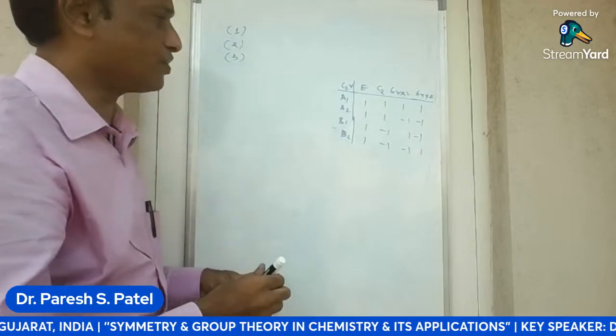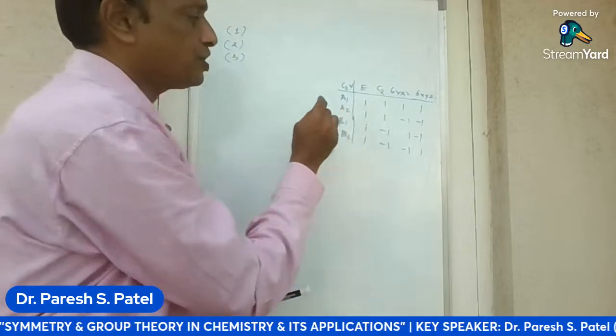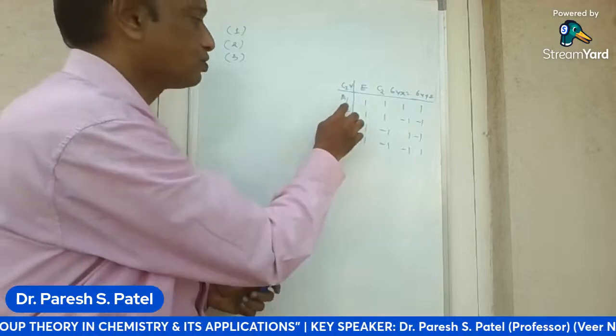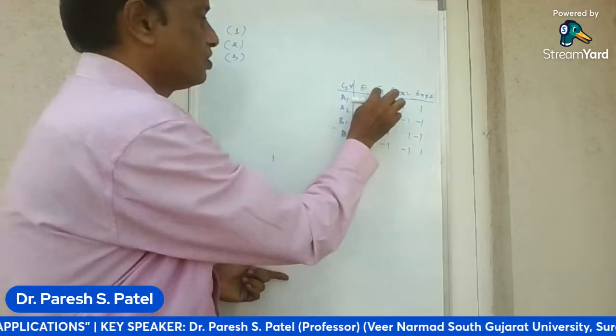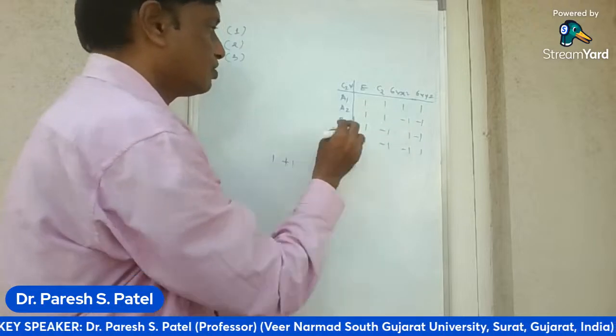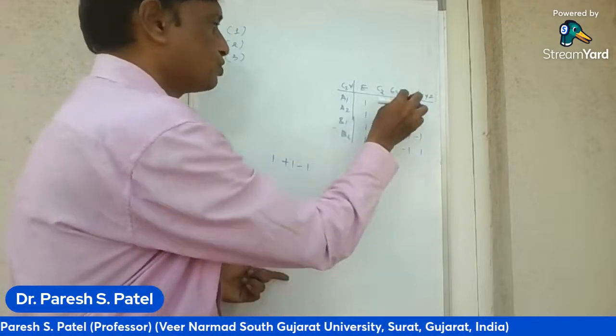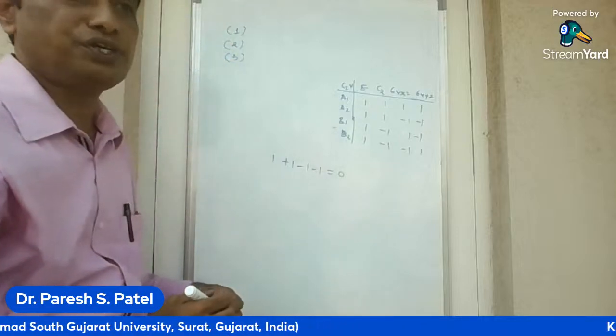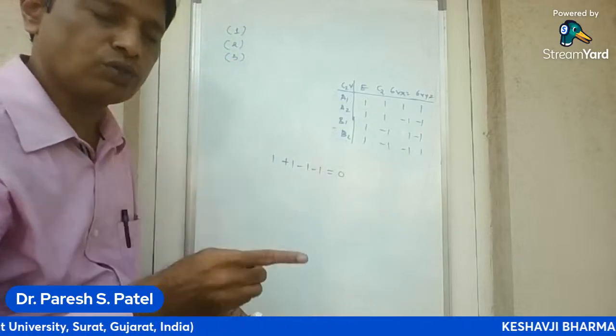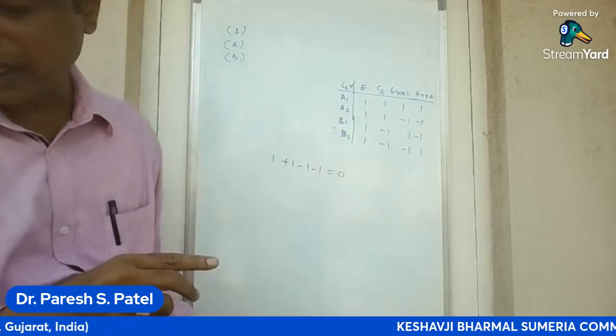Fourth characteristic of irreducible representations: any two irreducible representations are orthogonal to each other. It means 1 into 1 into 1, 1; 1 into 1 into 1; 1 into 1 into minus 1, minus 1; 1 into 1 into minus 1, minus 1, is equal to 0. So any two irreducible representations are orthogonal to each other. This is the fourth characteristic.